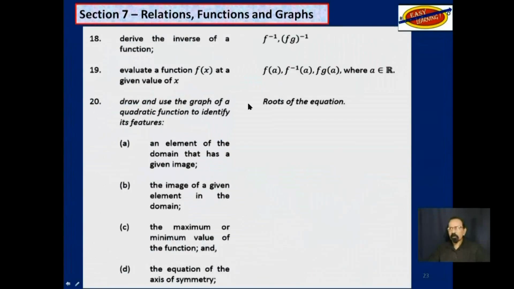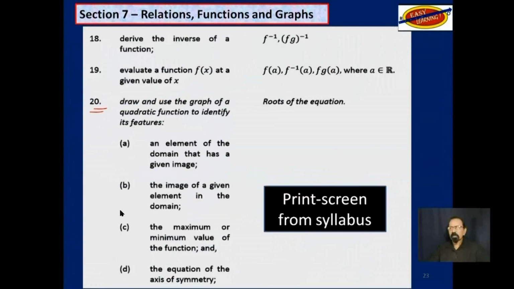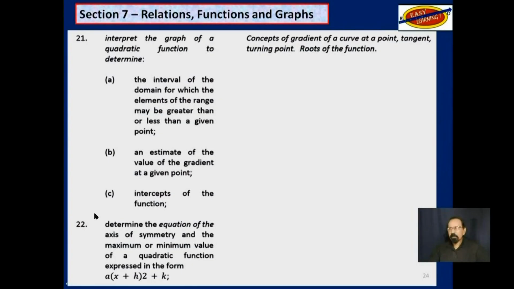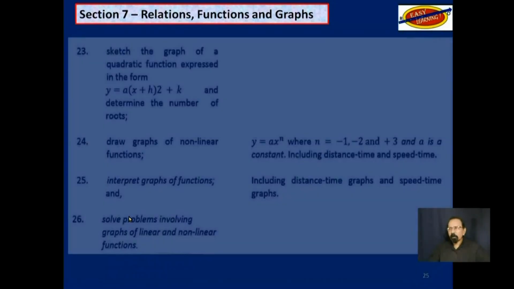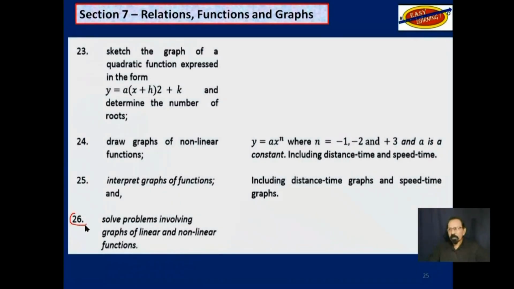And then after that, we still have some more to do for this section. And some more up to 22. And furthermore, finally, up to objective 26. This section has 26 objectives. So you know where we are and where we need to reach for this section.